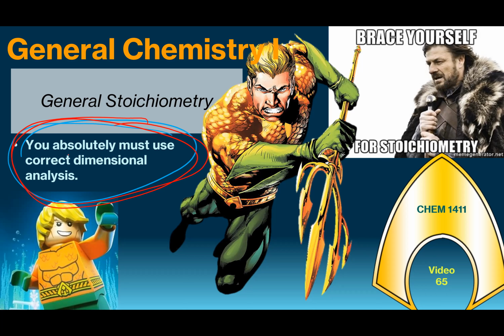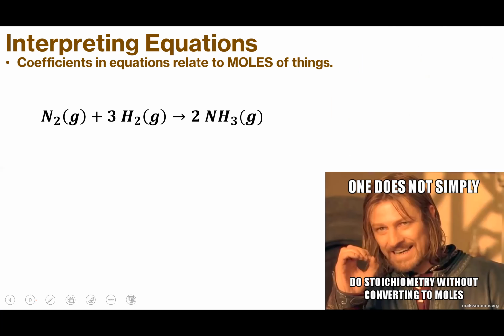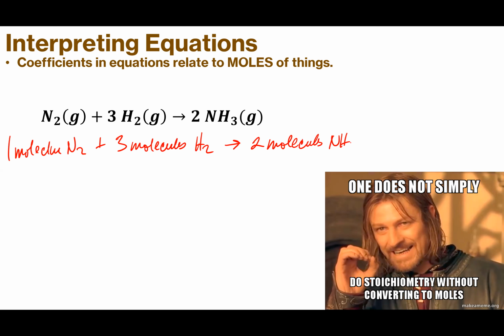Ultimately, what we're doing in stoichiometry is looking at the relationships between things in a chemical equation. So when we're interpreting chemical equations, we can look at this and say, okay, this could very easily be one molecule of nitrogen reacts with 3 molecules of hydrogen to give us 2 molecules of ammonia. That is perfectly reasonable.